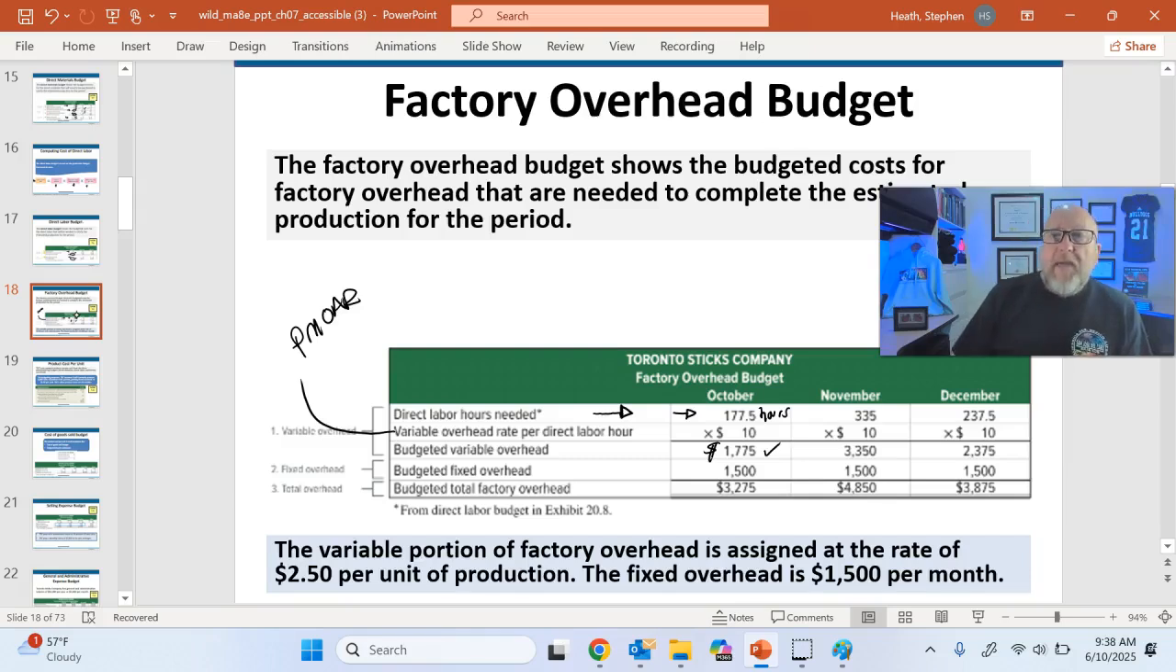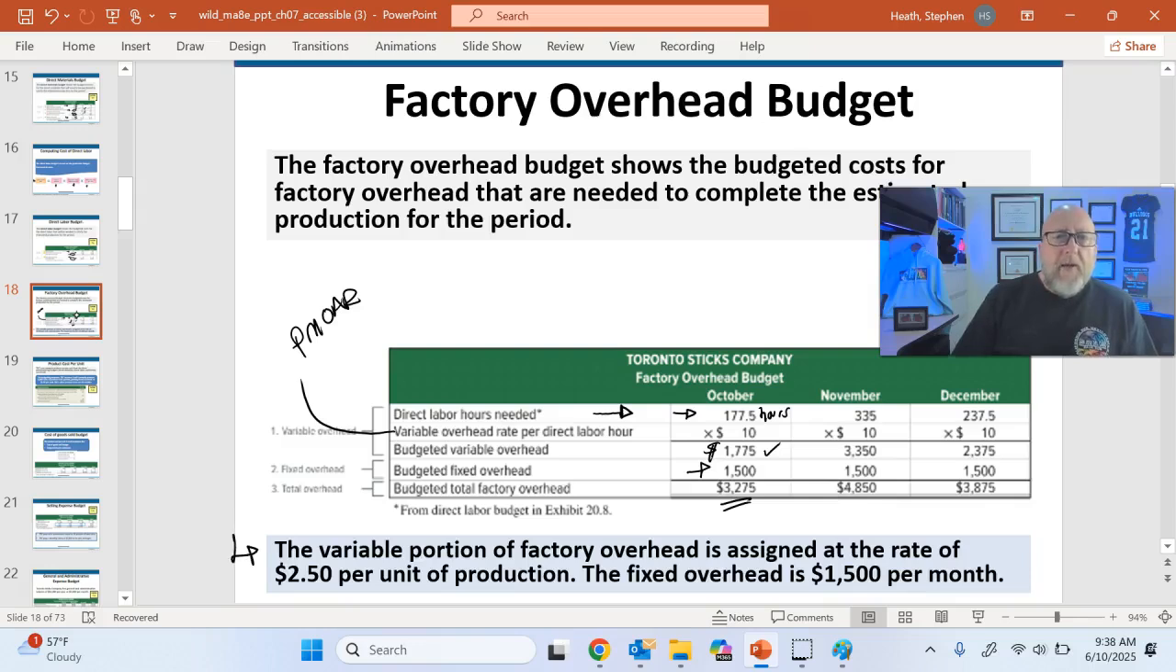$1,775. And then we are going to add 1,500. Okay. So 1,500 fixed overhead. And so our total overhead for the period is 3,275.